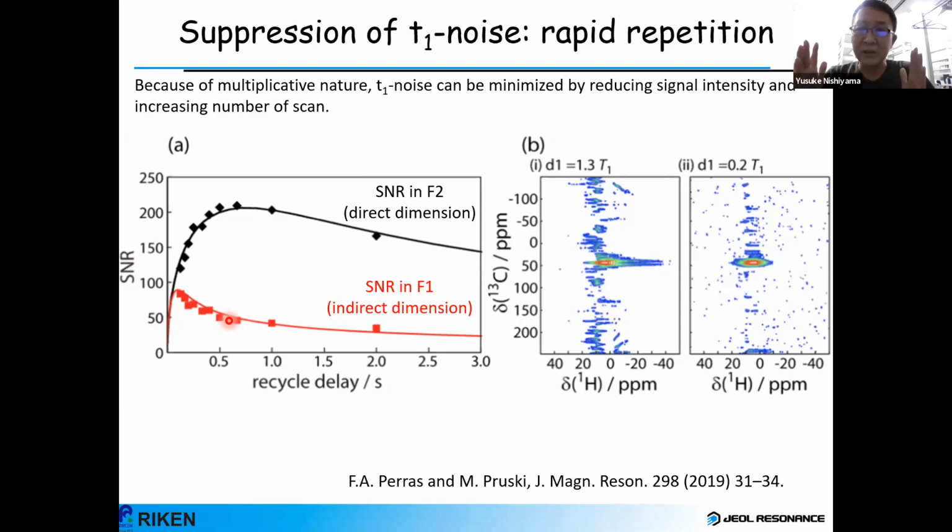If you reduce the repetition time, that sacrifices the sensitivity, of course. But at the same time, this also suppresses the T1 noise. And since we can measure an NMR spectrum very rapidly, we can accumulate a lot of spectra in the same experiment time. Finally, we can improve the sensitivity in the indirect dimension. So this works very well, and this is one of the good practical solutions to suppress T1 noise.